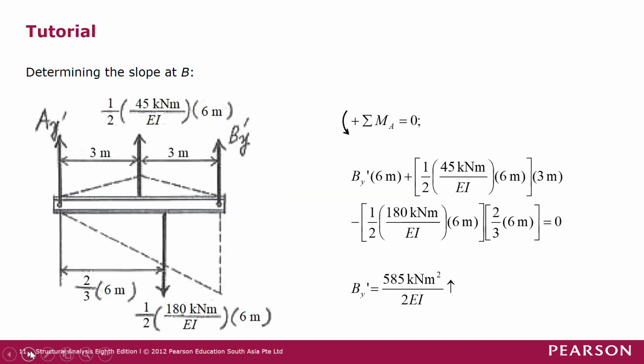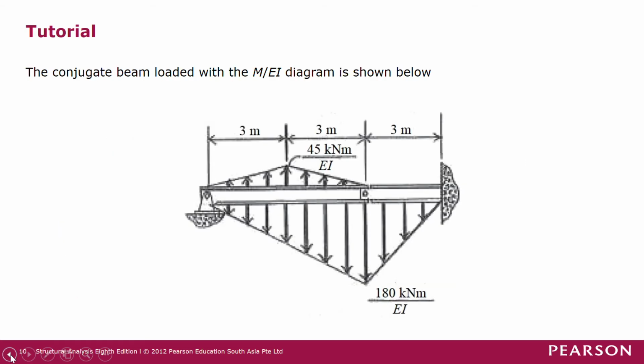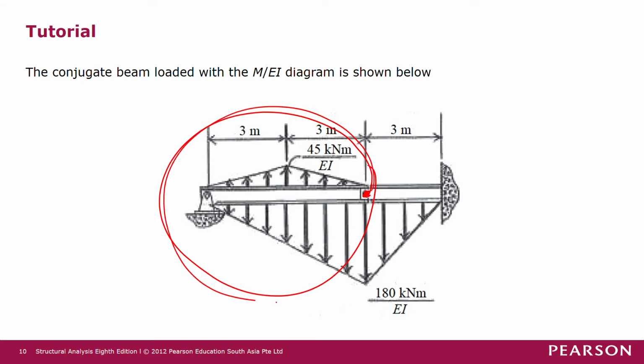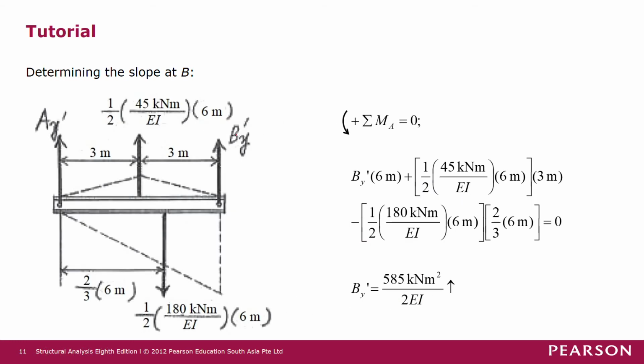So first we determine the slope at B. When you want to determine the slope at B, we can detach this pin here and then isolate this as a free body diagram. So at the hinge, we know that the moment is 0. So there is only a shear force at hinge B prime there. So we have a shear force By prime.